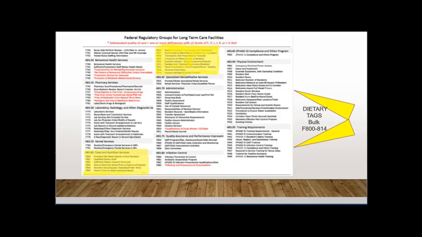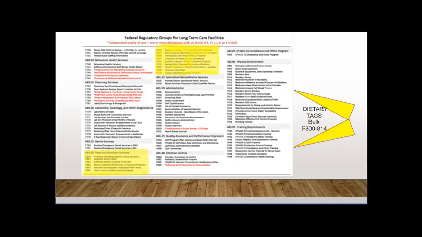Now, I have the dietary tags, and the bulk of them listed there. We come under the new numbers of F800 to 816. For years, those of us that have been in the field for a while have been used to sanitation always being F371. F325 had to do with menus and nutrition.